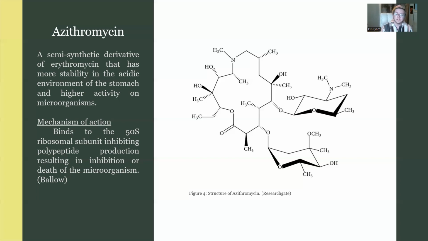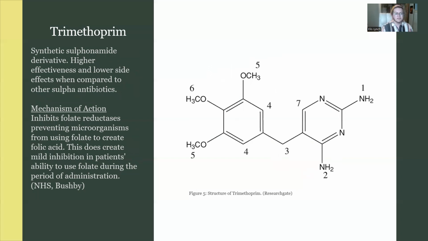Azithromycin works in a lot of the same way as doxycycline. It binds to the 50S subunit of the ribosome, also preventing the production of polypeptides and resulting in inhibition or death of the microorganism. And our third antibiotic is trimethoprim. Trimethoprim is the only fully synthetic antibiotic we looked at in this experiment, and it's a derivative of sulfonamide, which is one of the bigger classes of fully synthetic antibiotics that we have. It's also one of the oldest classes of synthetic antibiotics that we have. Trimethoprim is preferred over other sulfur drugs because it has a higher level of effectiveness and a lower level of side effects when compared to other drugs in its class.